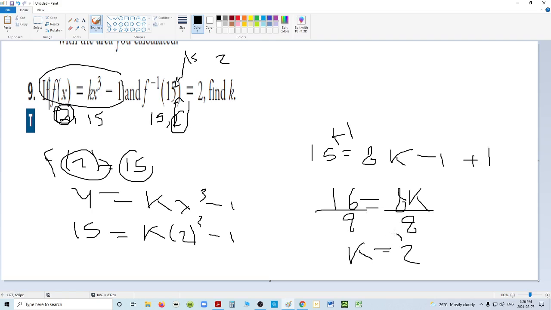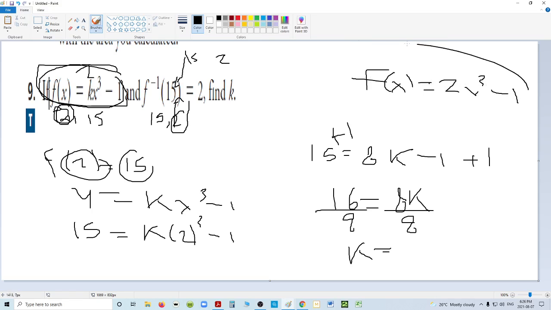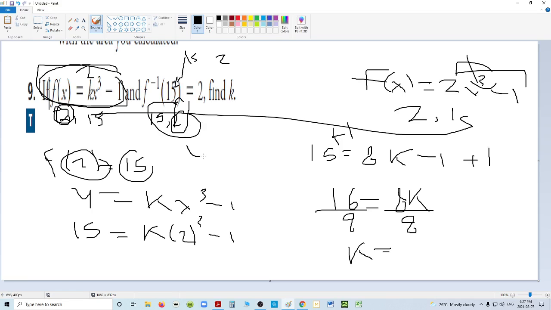And if in doubt, you can go back and test it out. Does 2 work in this? If I find the inverse equation, do I get f of 15 is equal to 2? You will find that indeed f of x is equal to 2x cubed minus 1 is the correct equation. Let's plug a 2 in there. 8 times 2 is 16, minus 1, 15. So we do get 2 comma 15 as a result, which means this inverse dot is accurate.